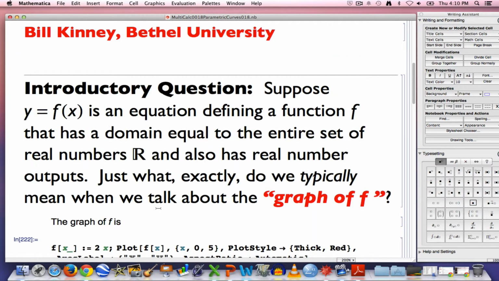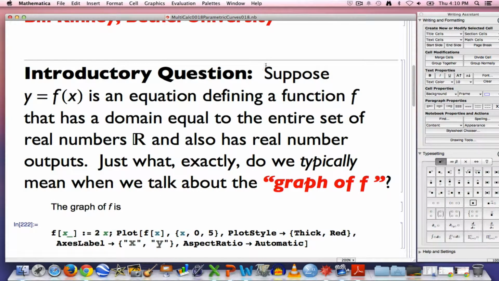So let's look at this introductory question. Suppose you've got a function f defined by a certain equation, y equals f of x, and let's assume that the domain of f, just to keep it simple, is equal to the set of all real numbers. This funny looking R represents the set of all real numbers. So those are the inputs. We'll also assume we've got real number outputs, just like you always assume practically all the time in pre-calculus and calculus. Here's the question. Just what exactly do we typically mean when we talk about the graph of f?